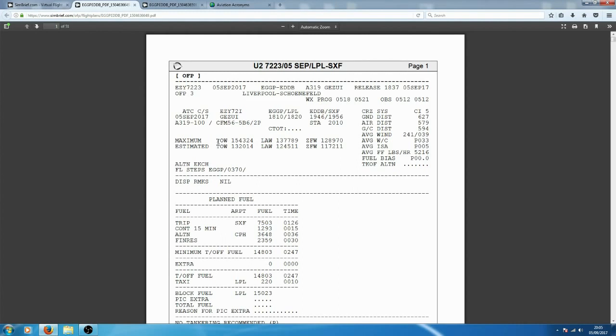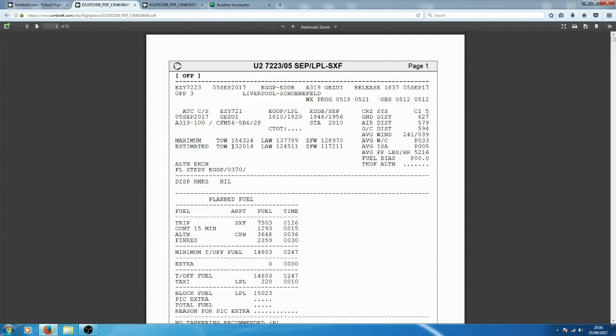We'll actually need to decipher what this says. Here we have maximum TOW, which is takeoff weight. Your maximum takeoff weight for your aircraft is 154,324. Like I say, if it's in kilograms, it essentially just converts it to kilograms.